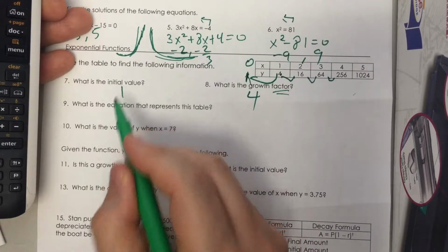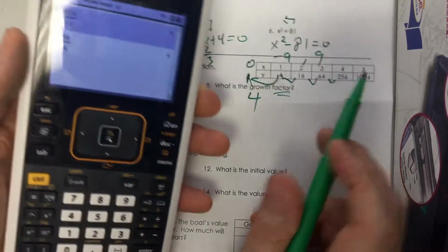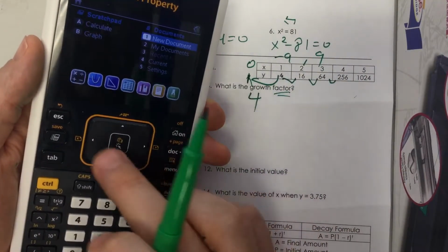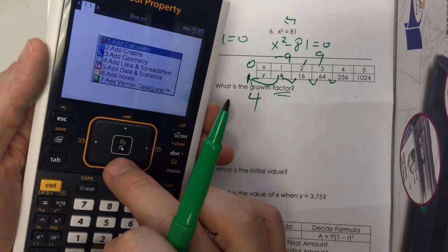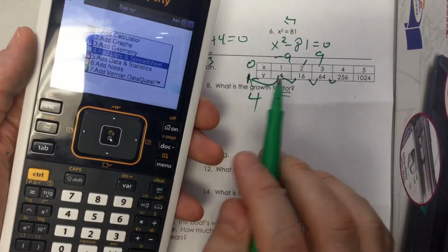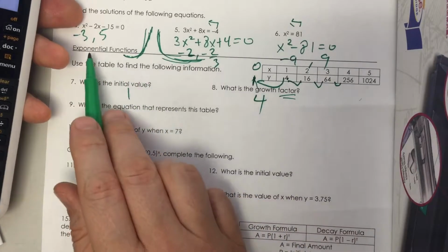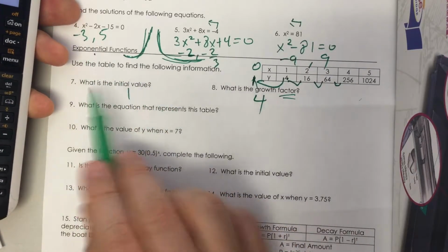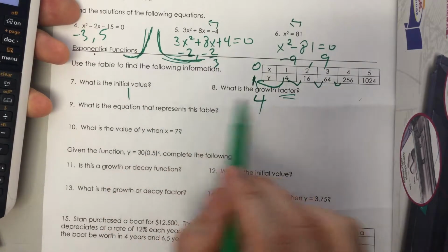Now another way to do it, you can type this entire table in the regression screen. Not the regression screen. Go to New Document, go to Lists & Spreadsheet, and you can type in all the x's, all the y's, label, come up with your graph, do regression, and you would choose option 8, exponential regression. It'll give you the whole equation. Okay? In fact, we don't really need to do it because we already have the components of the equation.